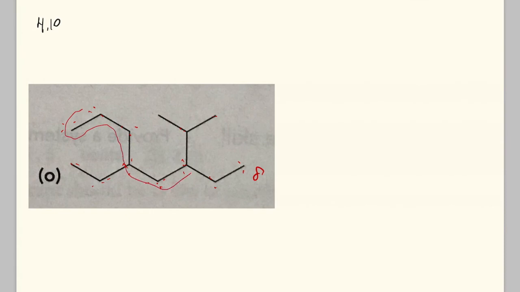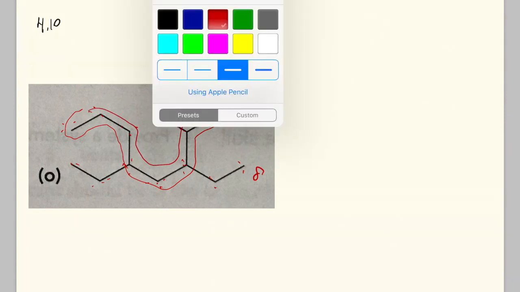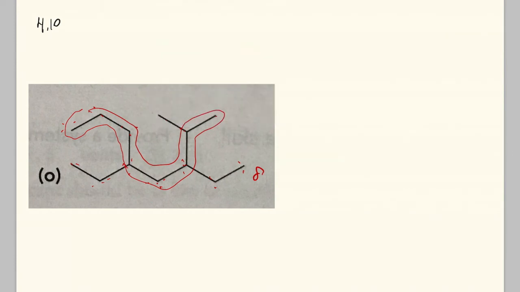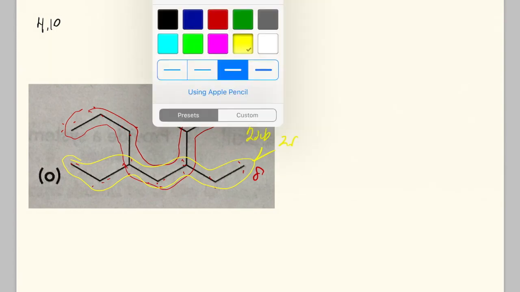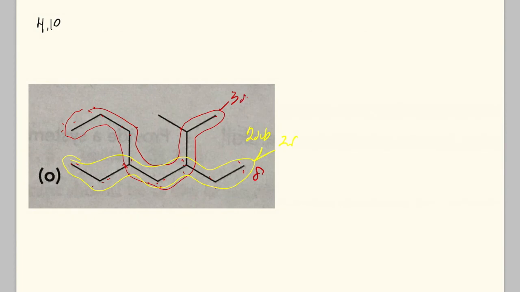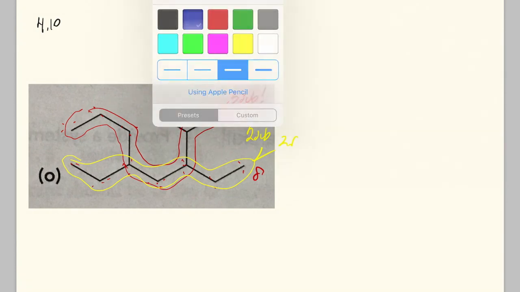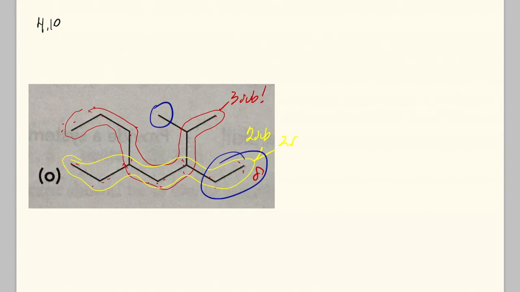Or we could zigzag this way. So this circled way has 3 substituents. I'll use a really light colored ink for the other way. And if we just go straight across the molecule this way, this is also 8 carbons, but I only have 2 substituents. Okay, so this way I have 2, maybe I'll write up here, 2 substituents, and in red I have 3 substituents. So this is the best way. The more substituents wins out.